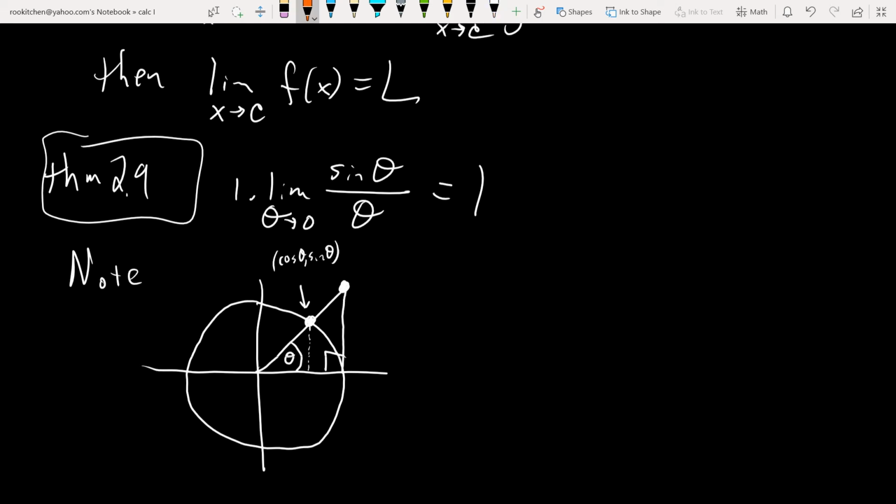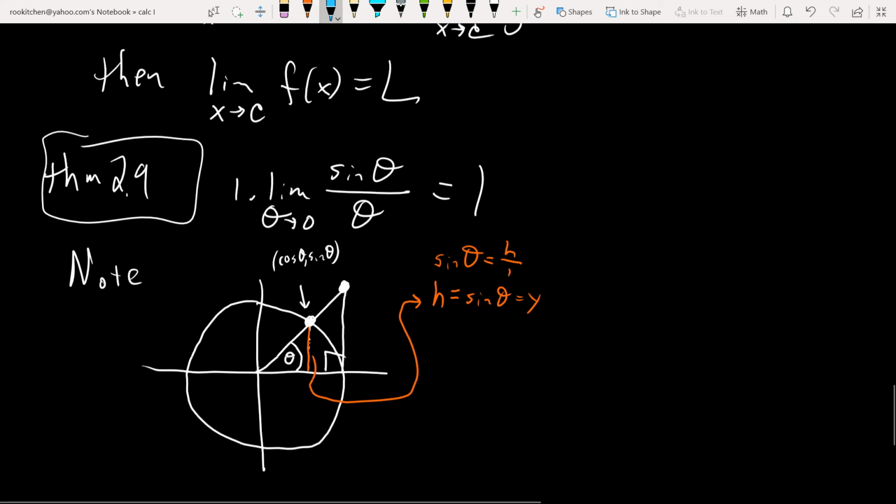Maybe I'll put it in a different color. So this side, how do I figure out this dimension, this height? It's trig. So that height, just call it h, is equal to... well, let's think about it. The sine of that angle theta is equal to that height all over 1. So the height is equal to sine of theta, and that's the y value.